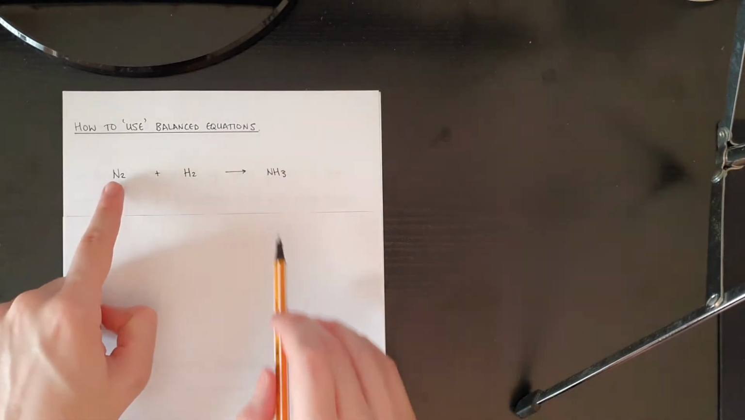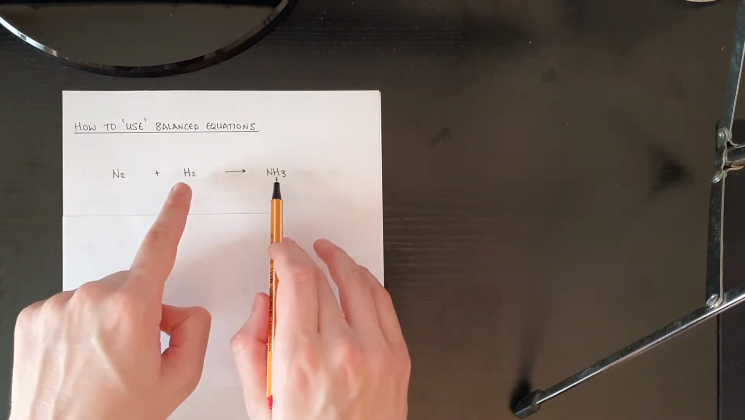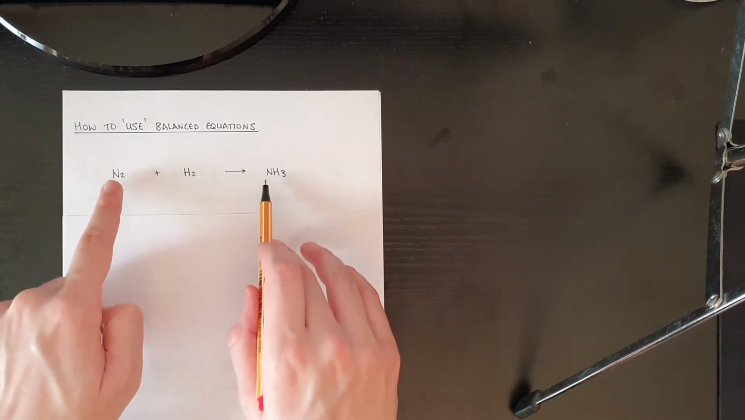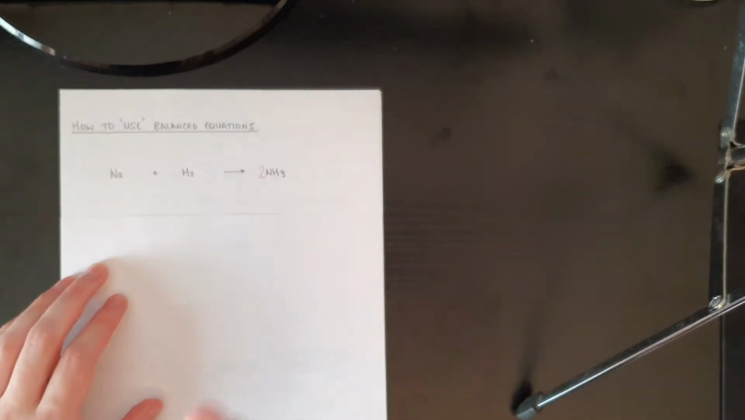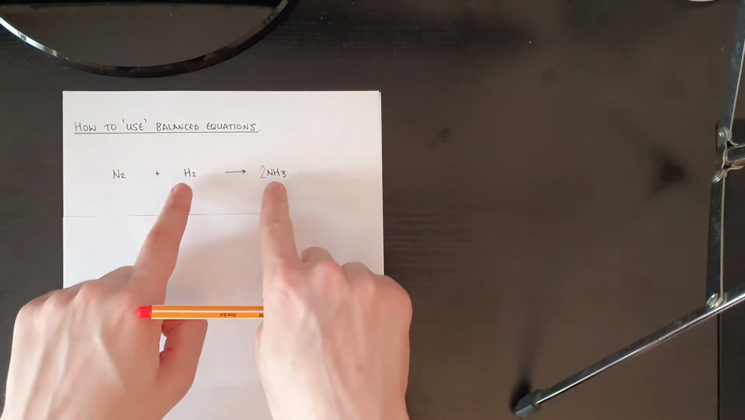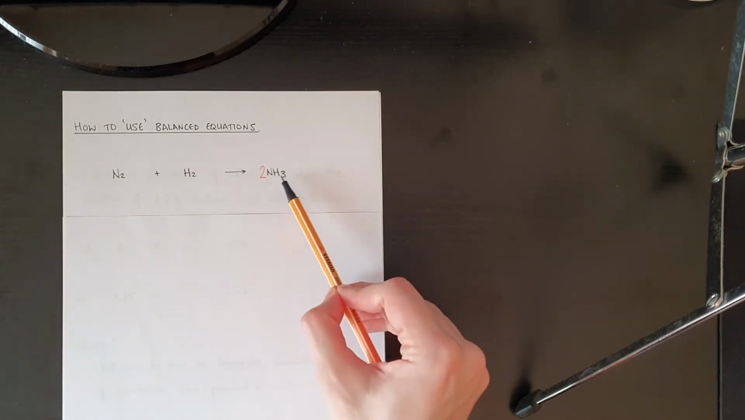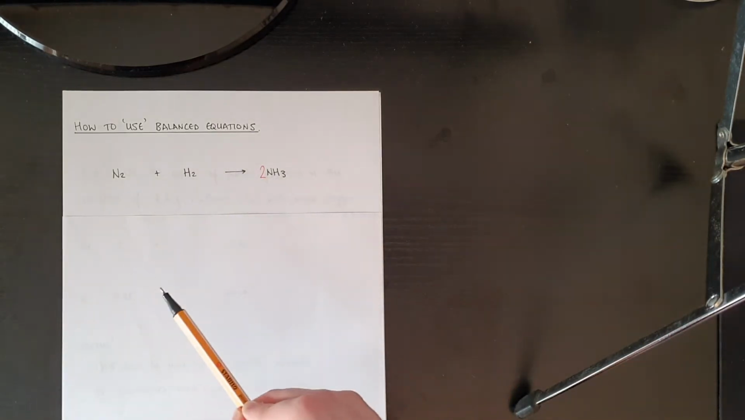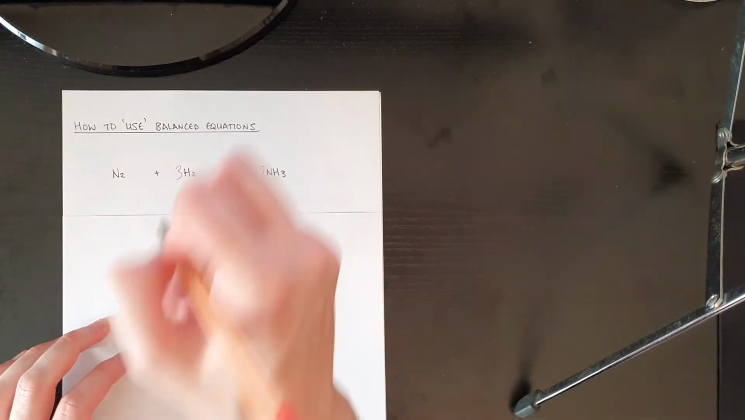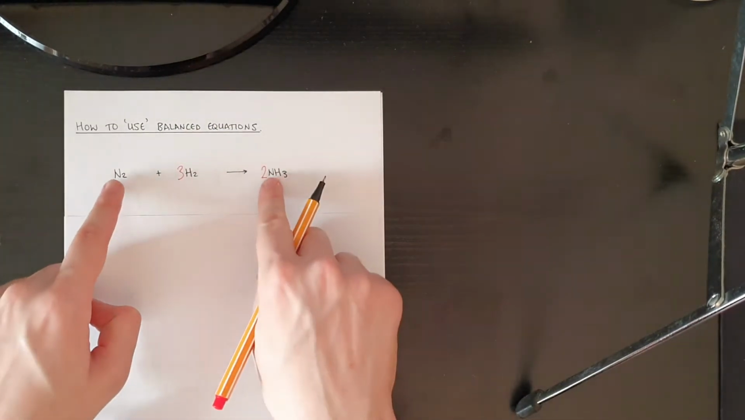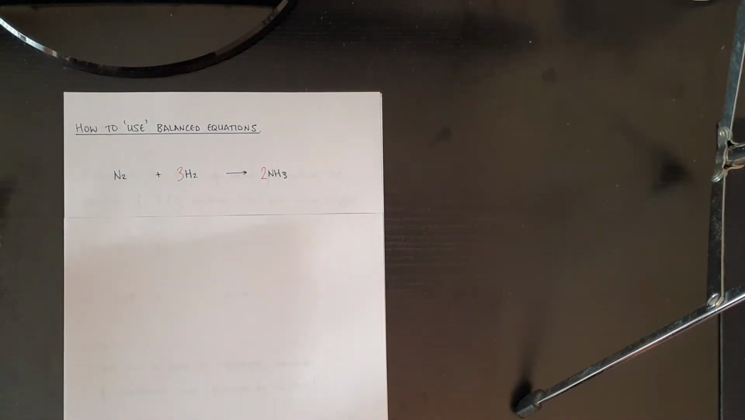So we have 2 nitrogens here and only 1 here, and we have 2 hydrogens here and 3 here. So we'll start with the nitrogens, 2 to 1, we want 2 to 2. So let's multiply that whole thing by 2. Remember, we can't change the little numbers. So that's the nitrogens now balanced, but now we have 6 hydrogens over here and only 2 here. So we're going to have to multiply this 2 by a 3. And now we're all balanced. 2 nitrogens on each side, 6 hydrogens on each side, and we're good to go.